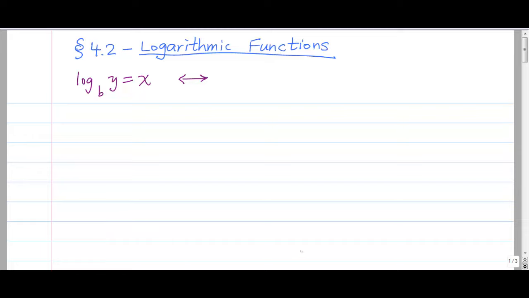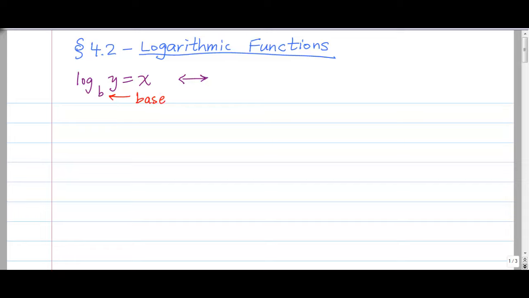Hello, today we'll be talking about logarithmic functions. This is section 4.2 in your book. So when we write logarithmic functions, you write log base b of y equals x. And this b is always the base. Okay? And logarithmic functions are the inverse of exponential functions.